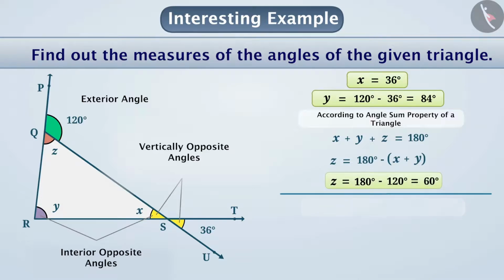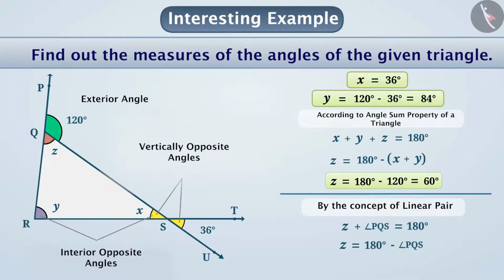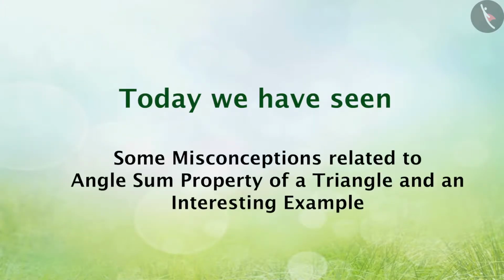Similarly, we can find the measure of z by the concept of linear pair also. Here, z plus angle PQS is equal to 180 degree. That is, z is equal to 180 degree minus angle PQS. Z is equal to 180 degree minus 120 degree is equal to 60 degree. Today we have seen some misconceptions related to the angle sum property of a triangle and an interesting example.